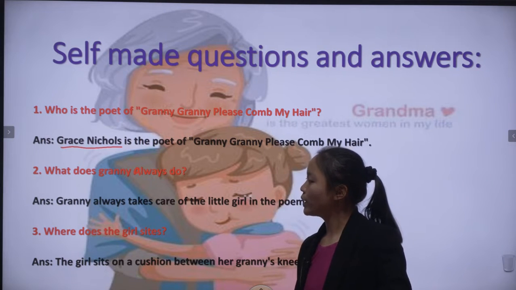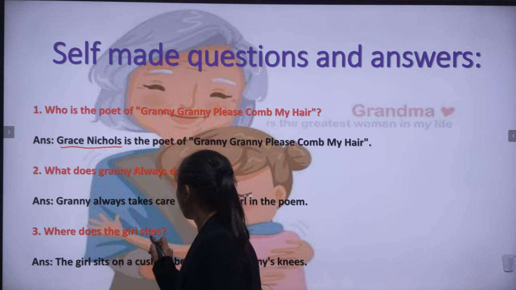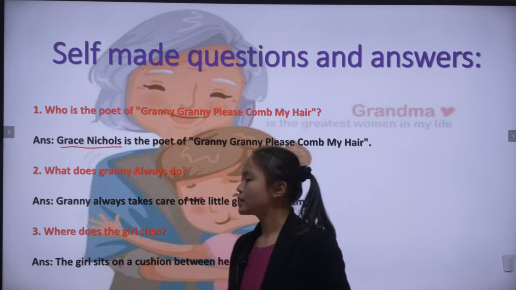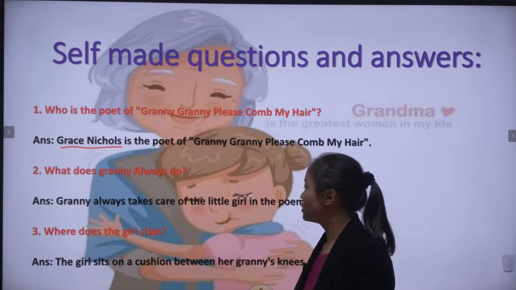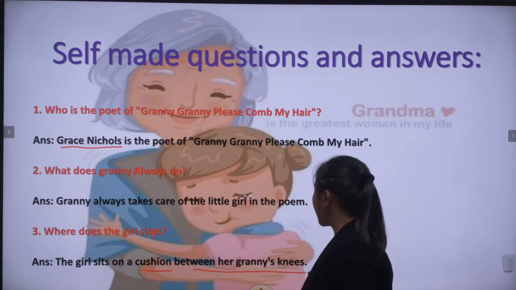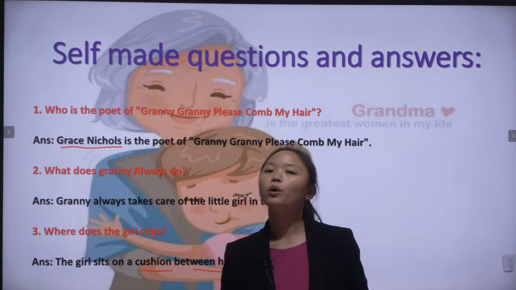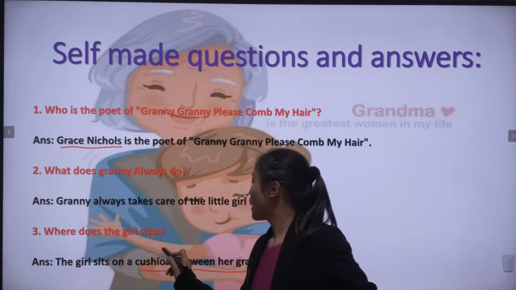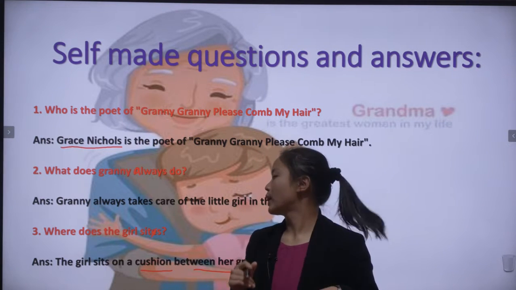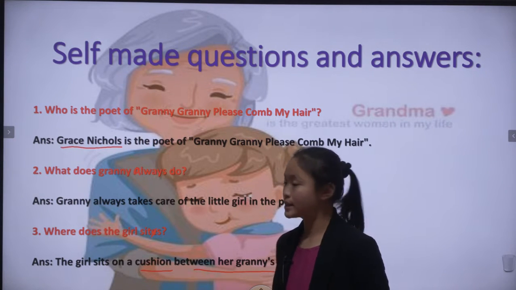Number 3 question, where does the girl sit? Sorry, there will be no E, S-I-T, sit. Where does the girl sit? Answer is the girl sits on a cushion, and the cushion is between her granny's knees, है ना. Granny's के knees के बीच पर वो बैठती थी on a cushion, and the cushion is like a pillow. वो थोड़ा छोटा होता है ना. So the girl sits on a cushion between her granny's knees.